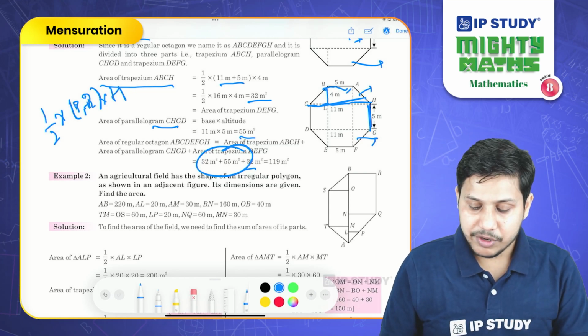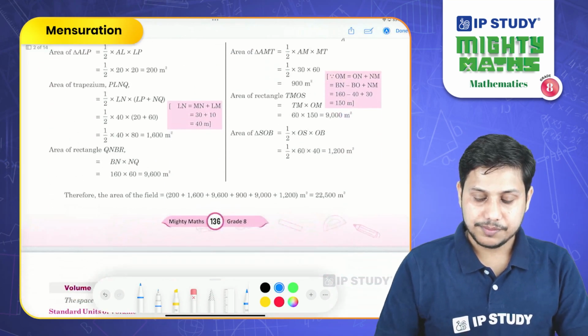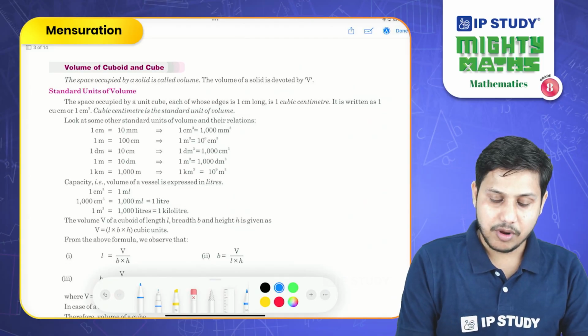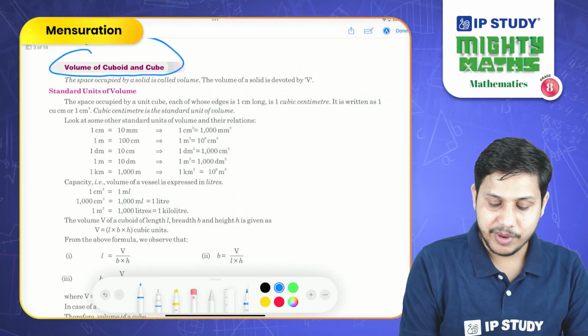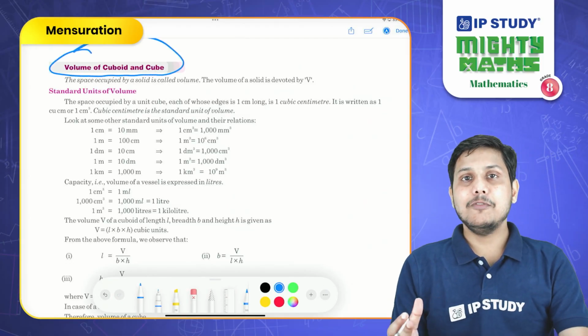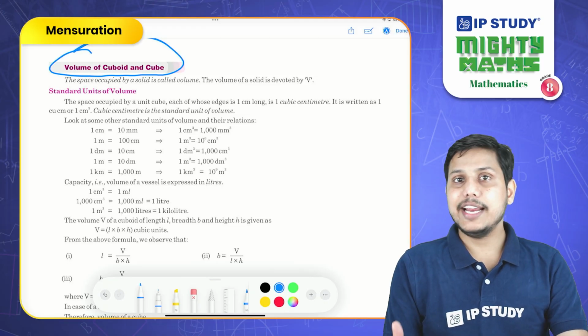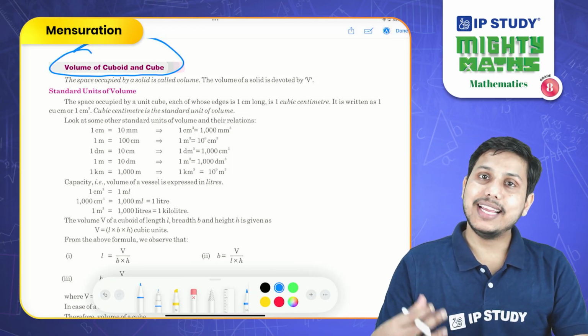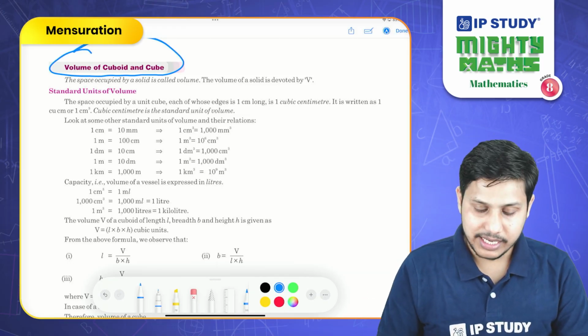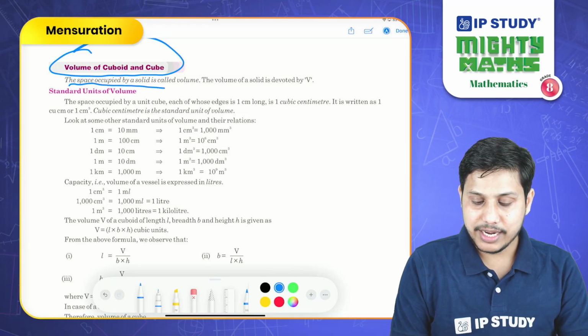Yes. Now moving to the next topic. So we have next topic as volume of cube and cuboid. What is the meaning of volume? Volume is the capacity of a container, or how much quantity it can hold. Yes, so space occupied by a solid is called volume.